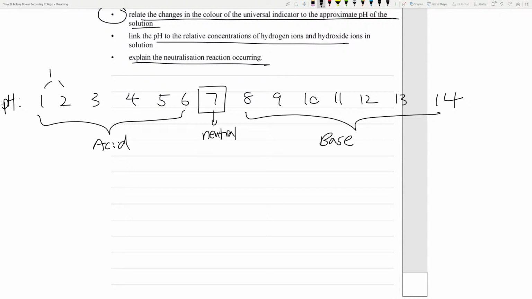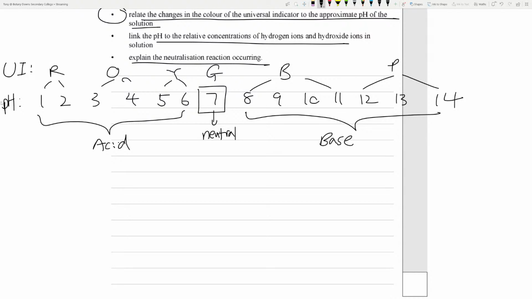So 1 to 2 is red, 3 to 4 is orange, 5 to 6 is yellow. I always say 8 to 11 is blue, then 12 to 14 is purple. Now, if you say 8 to 10 is blue and 11 to 14 is purple, no one's going to mark it wrong. It's kind of insignificant. So those are the universal indicator colors: red, orange, yellow, green. Sorry, I forgot green. Green, blue, purple.